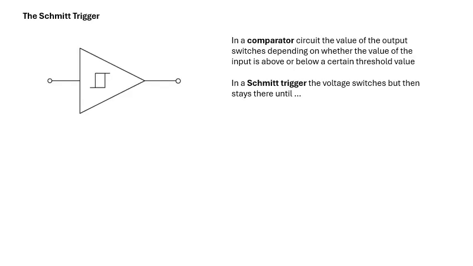A Schmitt trigger. This is clever. You can use a Schmitt trigger as an astable. And it's basically a comparator, and it looks at the value of the input. And if the value of the input goes over a certain value, then it switches on, but then it stays on. And it stays on until the value of the input goes below a different value. So there are two thresholds. There's the upper threshold and the lower threshold.